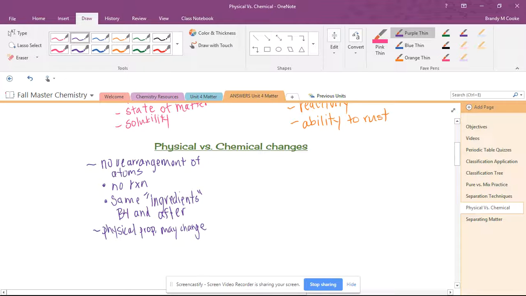All right. And also, it's generally easy to reverse. So if my bike's not as shiny, I can polish it up and, boom, that shiny comes back.